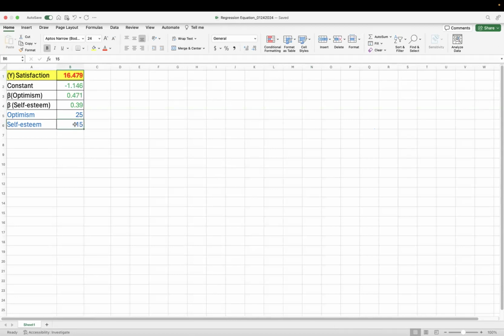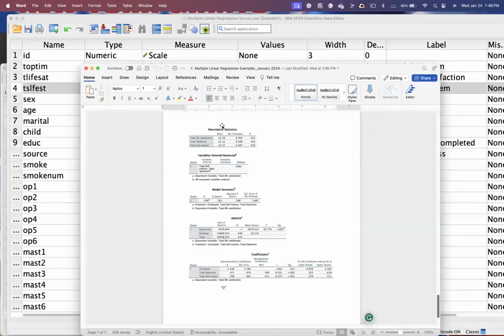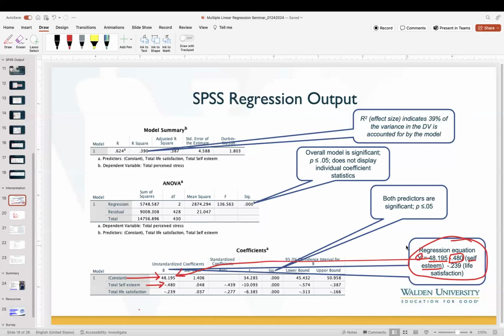Suppose I say the self-esteem score is 32, high self-esteem. You see how my life satisfaction score changes? But do you see how the slopes here in green are what's driving my prediction? Does everybody see that? And does it make sense now, how we are going from something that looks like this to understanding how to predict my problem variable?